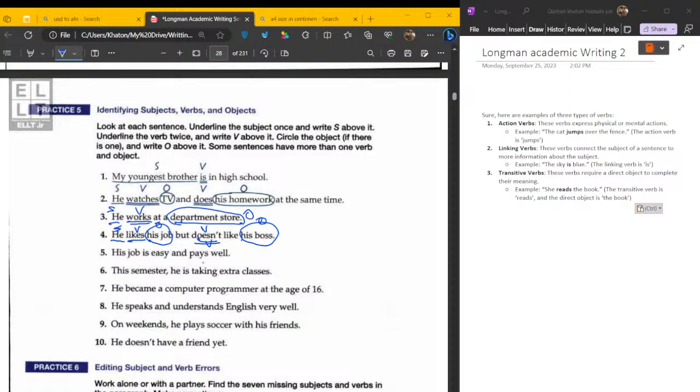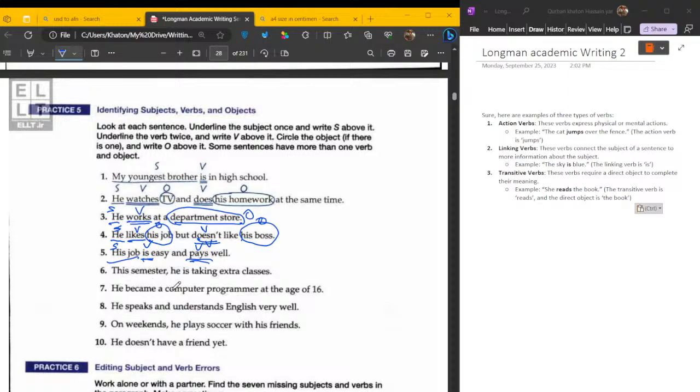His job is easy and pays well. So this is a linking verb. His job is all subject. Is is the verb, easy, and pays. So there's no object in this one. Pays well, this is also a verb. There's no object. Who or whom, it doesn't answer. So it's just the easiest thing.